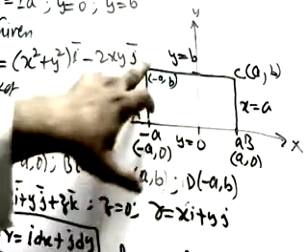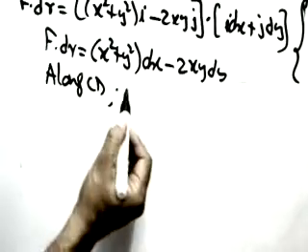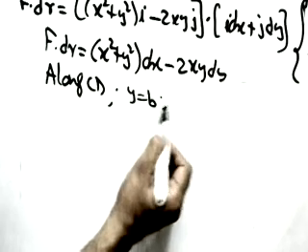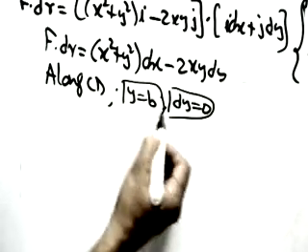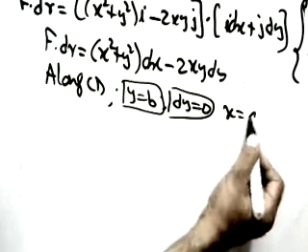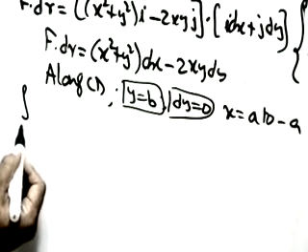Here we are going along C to D, so x equals a to x equals minus a. So let me take this one along CD. The equation of the line is y equals b. Therefore, dy will be 0. Y equals b, dy equals 0, and x goes from a to minus a.